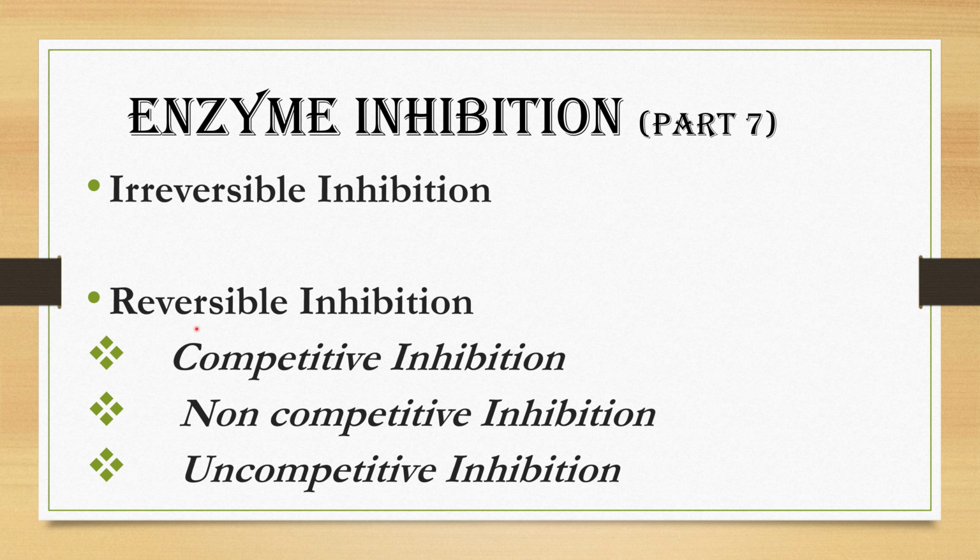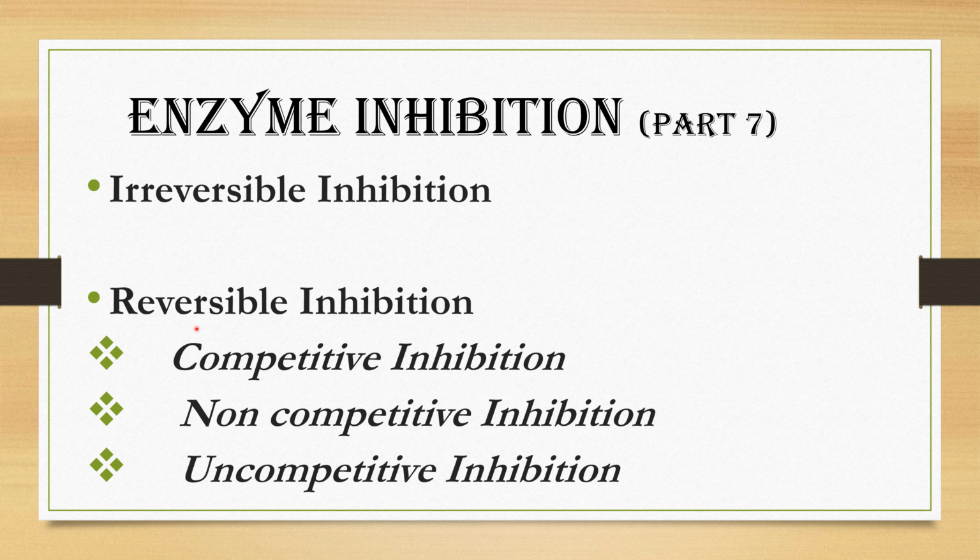Now, coming to reversible inhibition. As the name suggests, reversible inhibition is the inhibition which can be reversed back. In reversible inhibition, the inhibitor can dissociate from the enzyme. That means the binding between the inhibitor and the enzyme is not that strong, so reversible inhibitors usually bind non-covalently with the enzyme. There are mainly three types of reversible inhibition: competitive inhibition, uncompetitive inhibition and non-competitive inhibition.